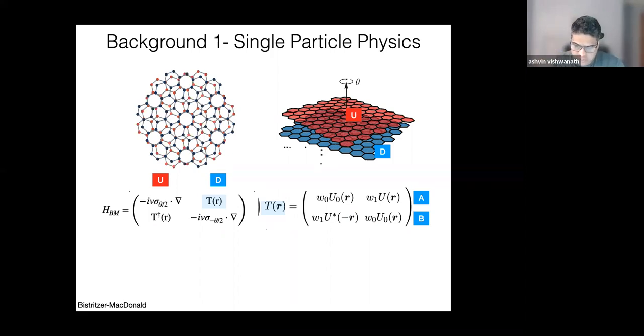Many ways to discuss it. You start with this continuum Hamiltonian of Bistritzer and MacDonald. There are these Dirac Hamiltonians for each of the decoupled layers. I have this theta over 2 because these Dirac cones are rotated slightly with respect to one another. And then there's an interlayer hopping, T of R. T of R itself is a matrix, okay, because it depends on which sublattice you start from and hop to in the opposite layer. So there are two coupling constants over here, or hoppings, if you like, W0 and W1.